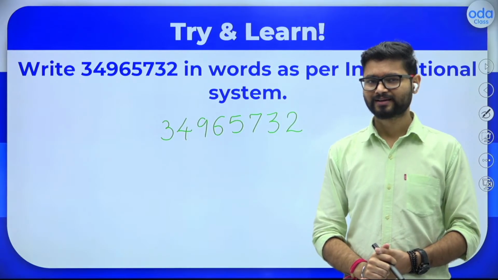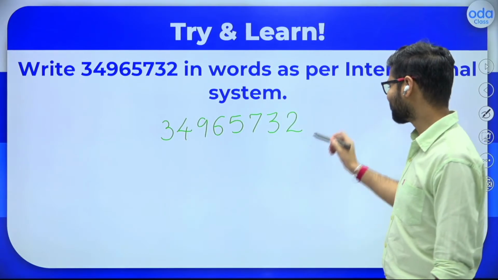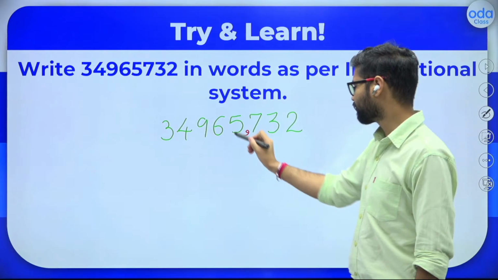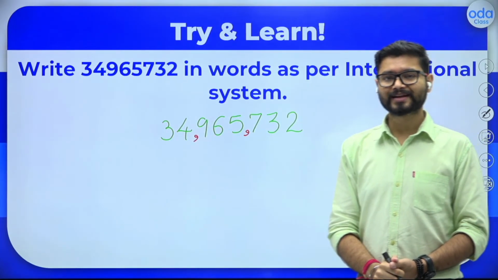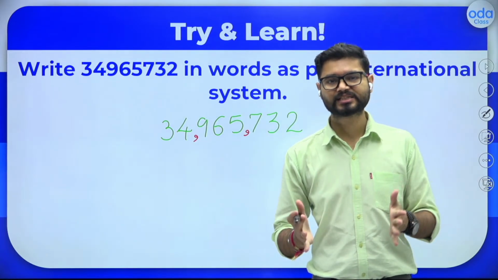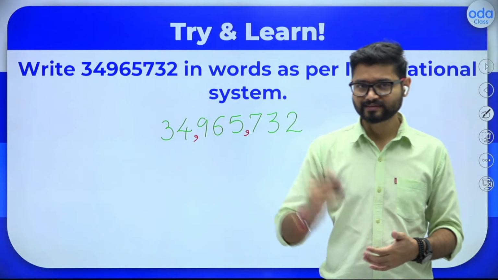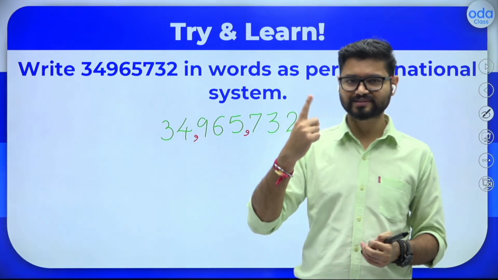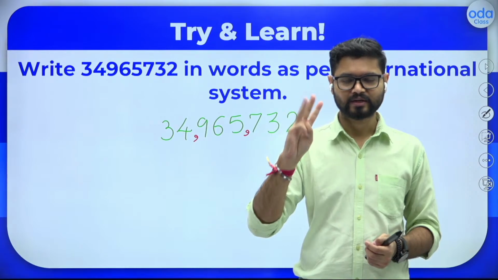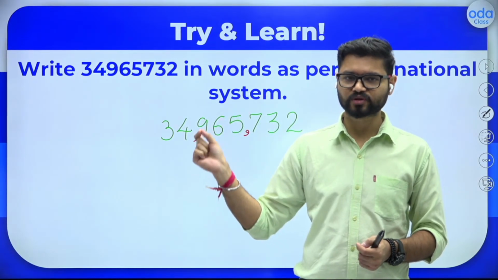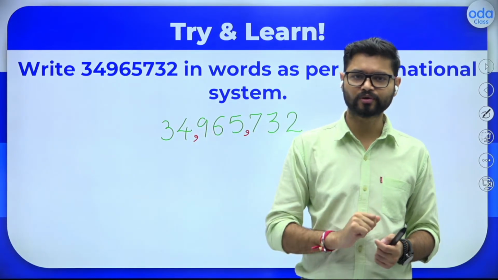How can we do that? This is easy, right? After 3 digits, put a comma. Now understand what the stages are in the Indian system. First stage is thousand, then lakh, then crore. Therefore, the first comma is for thousand, second for lakh, third for crore.